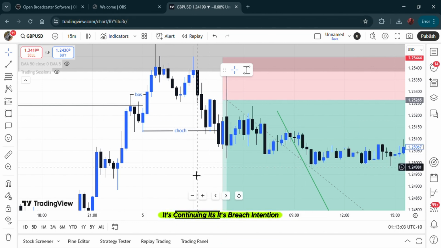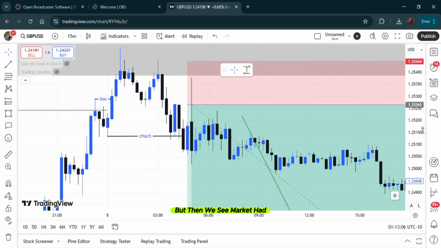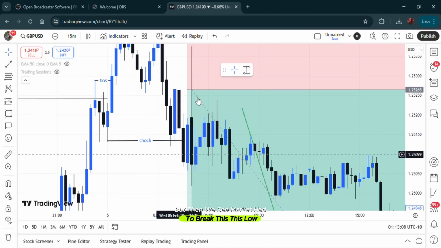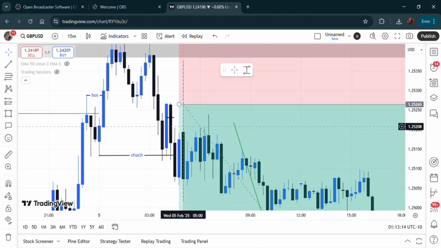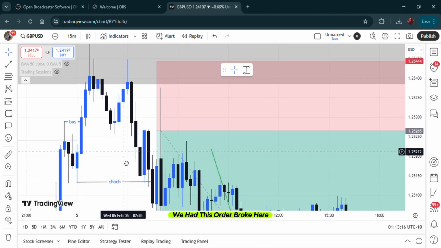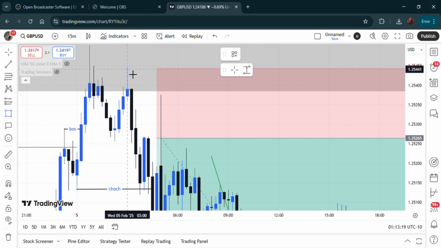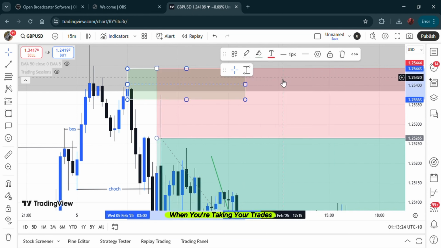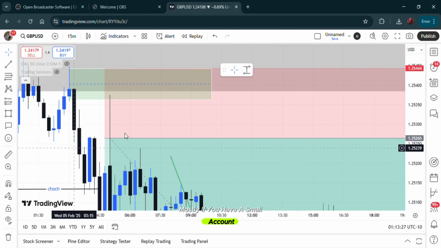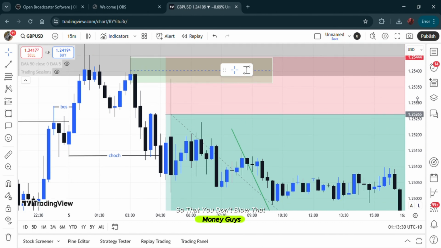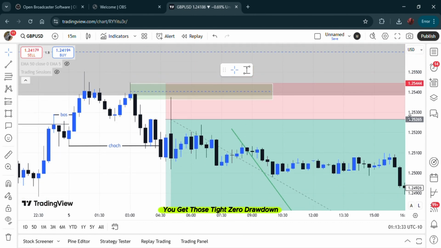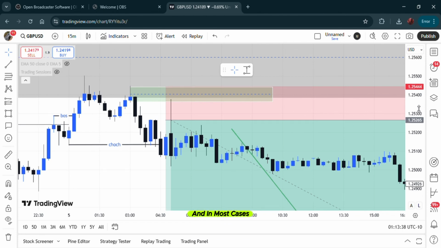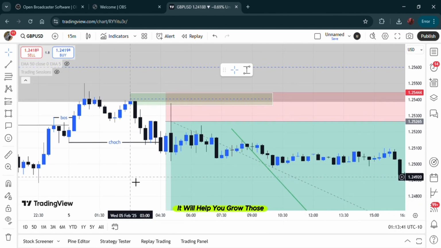It's continuing its bullish intention, but then we see market had to break this low. So on breaking this low, we had this order broke here. So guys, it's always good to look for confirmations when you're taking your trades, mostly if you have a small account, so that you don't burn that money, guys, because with confirmations you get those tight zero drawdown entries, and in most cases it will help you grow those small accounts.